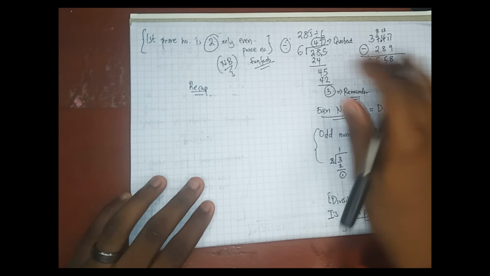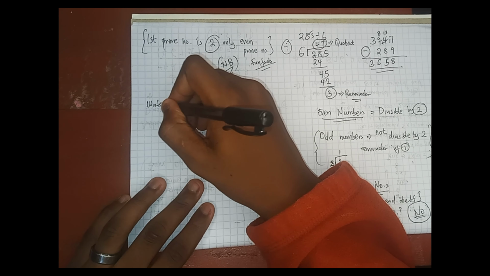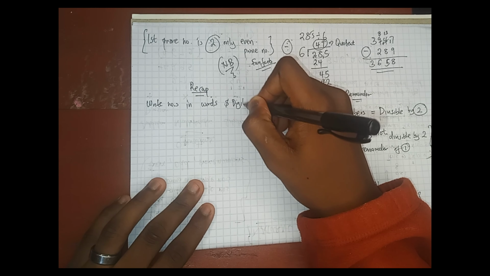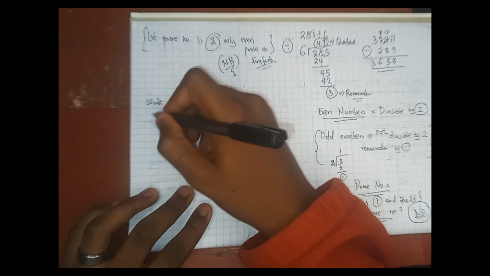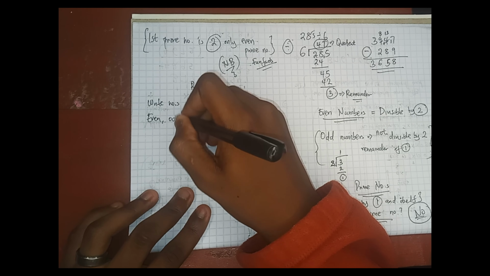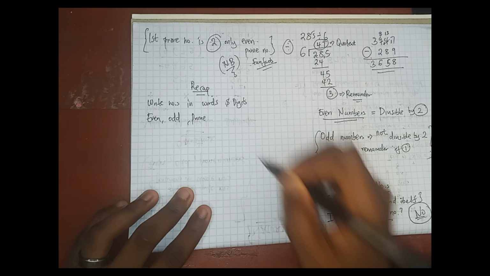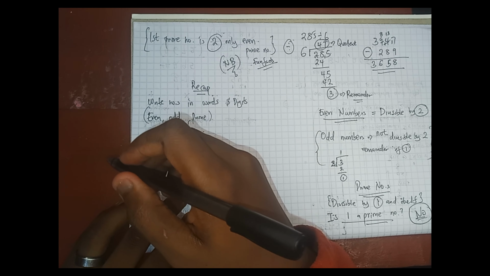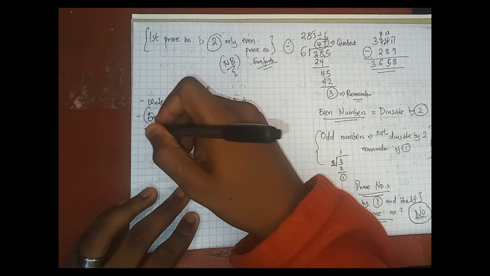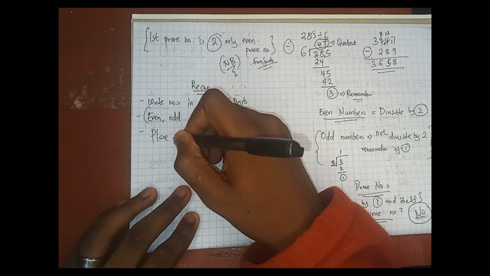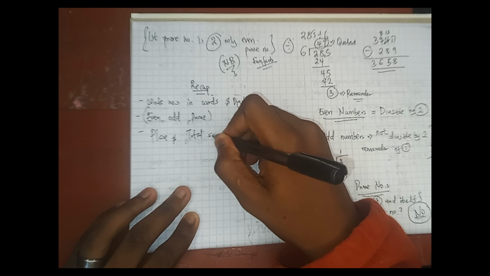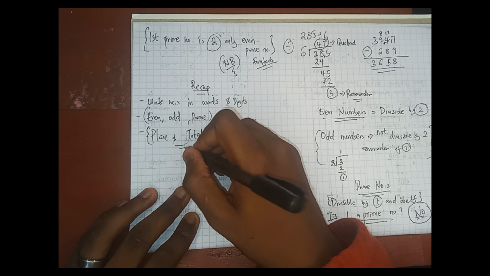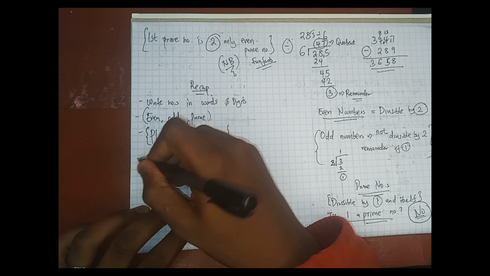So you should know how to write numbers in words and digits by the end of this lesson. You should know about even, odd and prime numbers. Another thing, place and total value. And operations, normal operations.